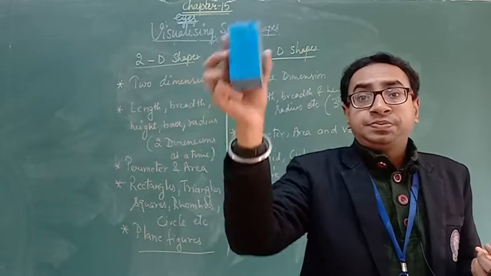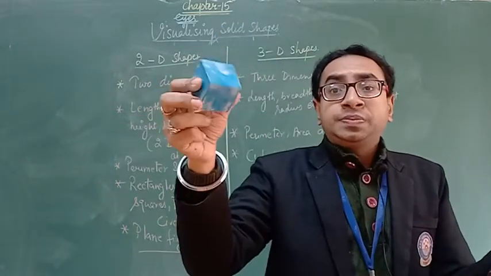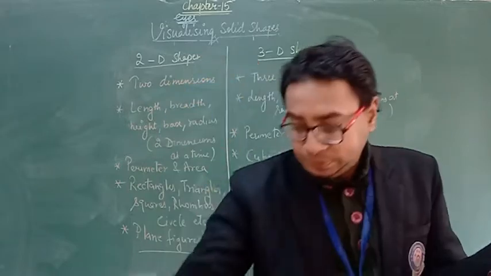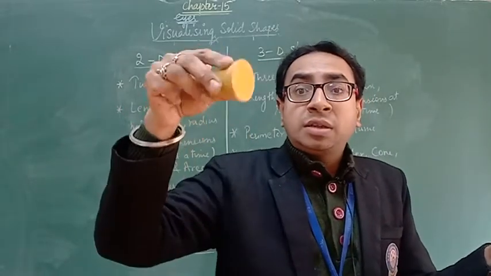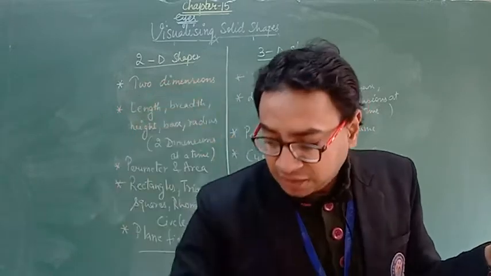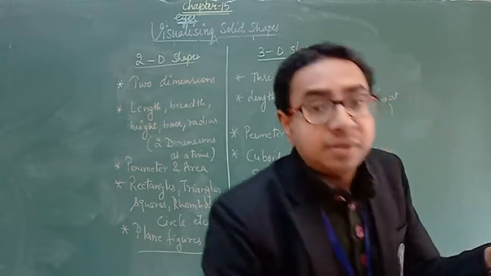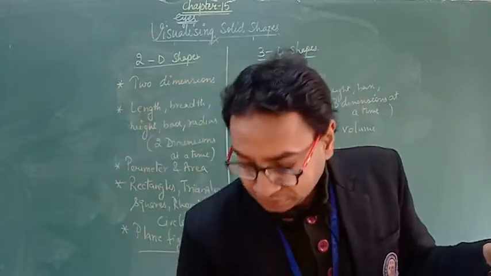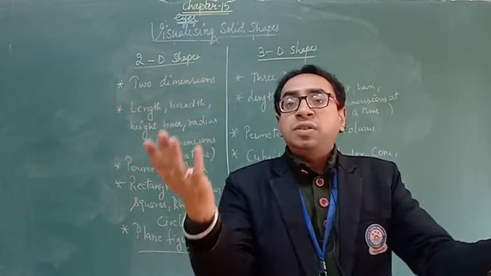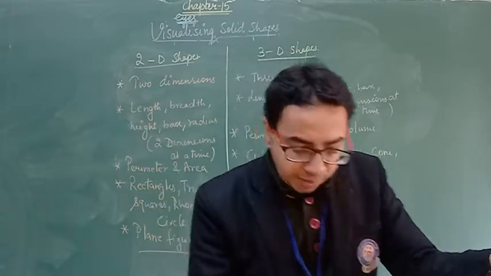It's a cuboid. It's a cube. It's a cone. We'll discuss all the factors. It's a cylinder. Sphere. Have you seen the balls? Have you seen the football? They are the best example of a sphere.